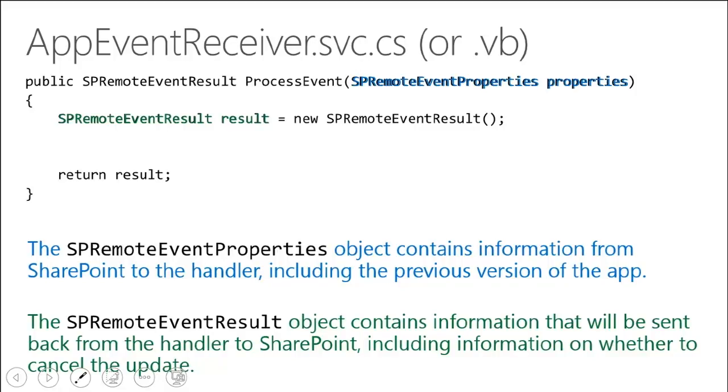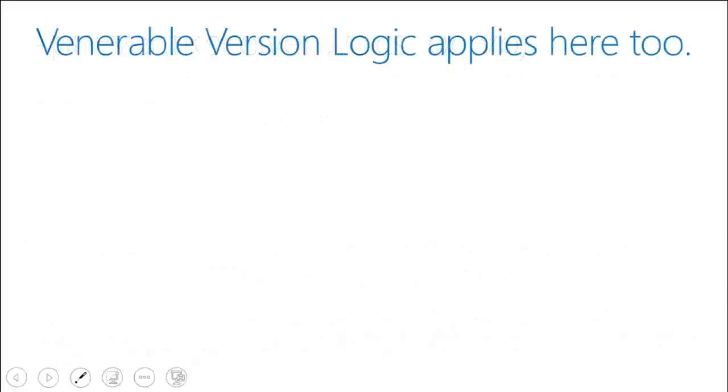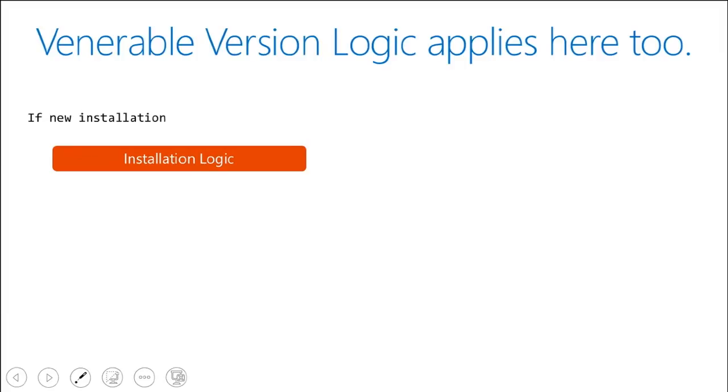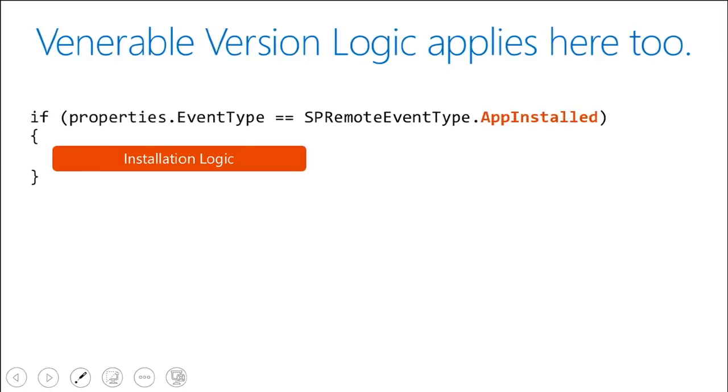Now, here in your updated event handler, venerable version logic applies. Remember venerable version logic? There has to be installation logic, but it has to be wrapped in a conditional block to ensure that it only runs on a clean installation. And this is what that conditional block will look like in your handler. This is the C# version. VB would be pretty much the same.